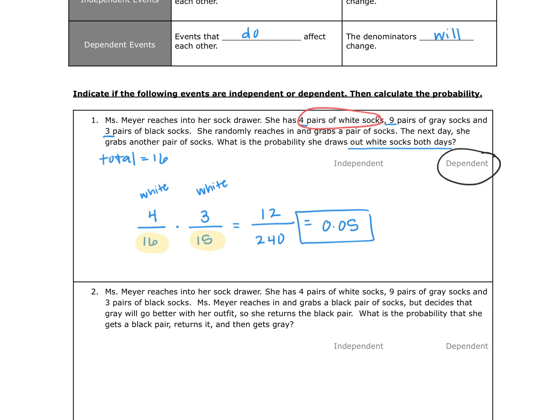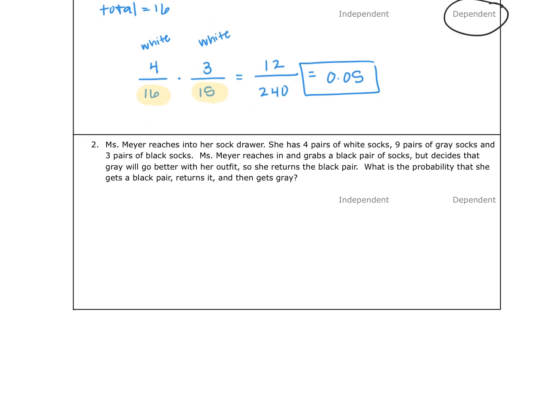So let's look at number 2. Number 2 says, Mrs. Meyer reaches into her sock drawer. She has 4 pairs of white socks, 9 pairs of gray socks, and 3 pairs of black socks. Okay, so our total for this one is going to be the same. So I'm going to just say my total is still 16.